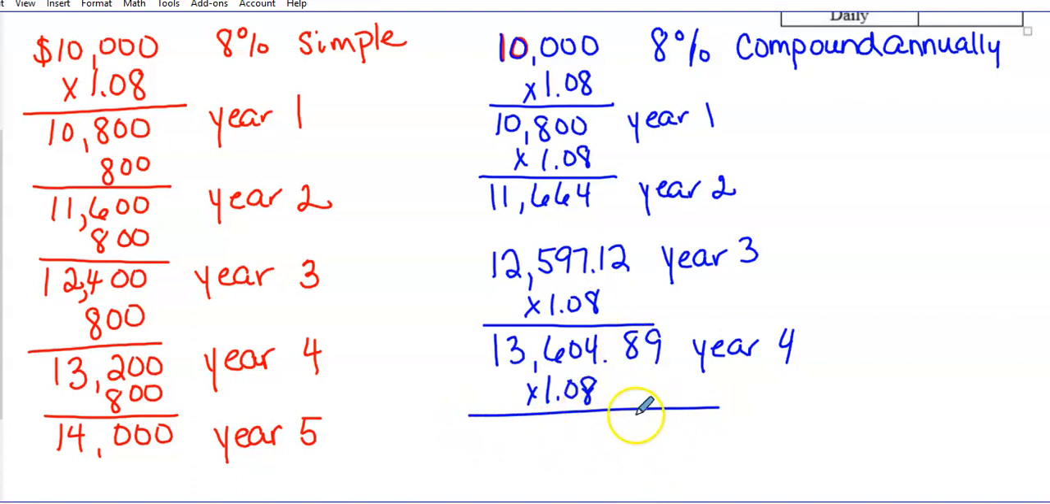So at the end of year 5, we have $14,693.28. So almost $700 more at the end of year 5, compounded annually, than we had with the simple interest account that was just 8% every year that was added. So obviously, if you can find a bank that will compound the money, then that's going to be a better deal. All right, so let's look at some formulas.